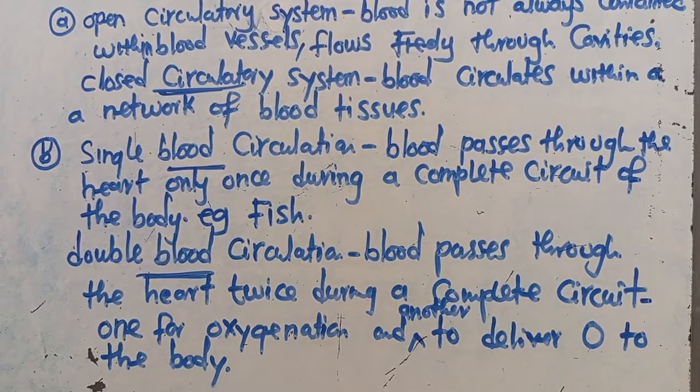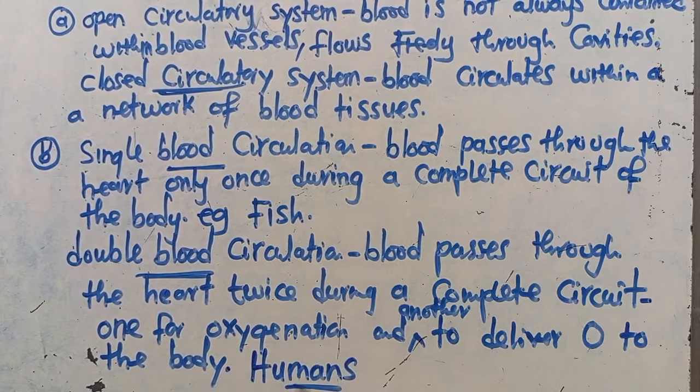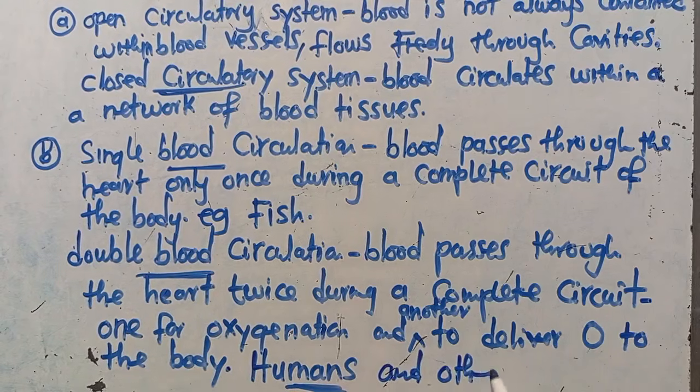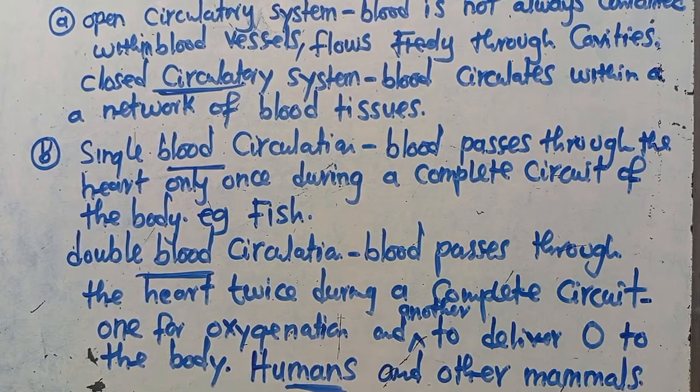So you discover an example of an animal that undergoes this. We've got humans. Humans undergo this type of circulation, which we call double circulation. So double blood circulation is in humans and the other mammals. This is what you are supposed to understand.